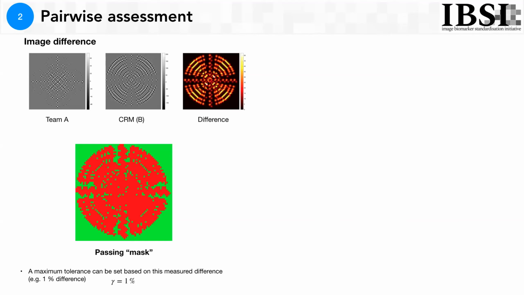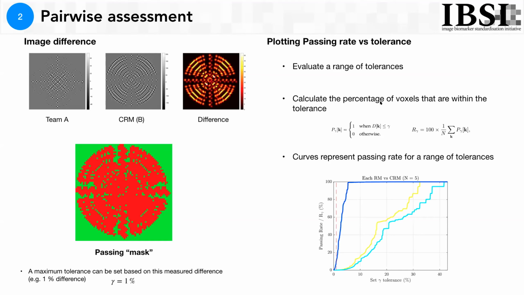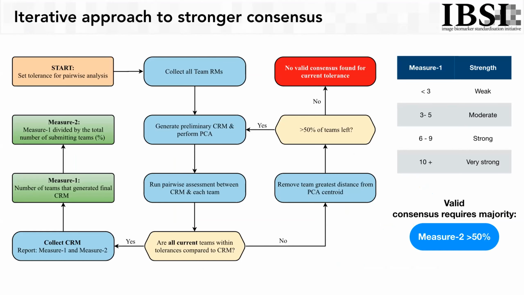We can then look at this passing mask. We can determine a passing rate, so the percentage of voxels that are green versus those that are red. And then we can plot this against varying tolerance. So for a range of tolerances, we can see what the passing rate is. So we can see that for this particular filter test, these are performing very poorly with this cutoff here. Ideally for these plots, essentially what we want to see is that they shoot straight up to 100% as soon as possible.